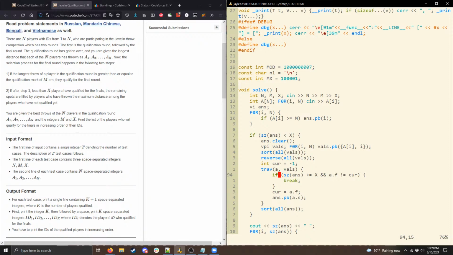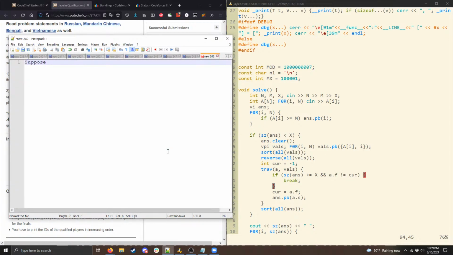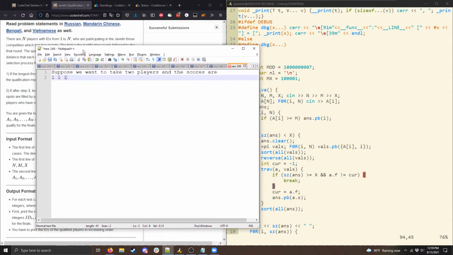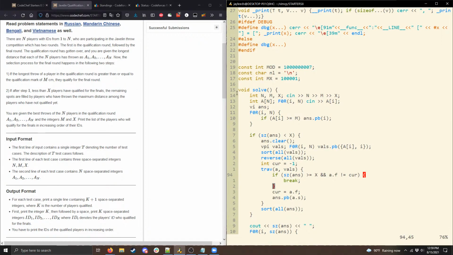And the reason that this condition is important is suppose we want to take 2 players and the scores are 1, 1, 1. Then we're going to need to take all 3, because it wasn't super clear in the problem statement, but the intent was that you were supposed to take everyone who tied for the position of the top X. So you want to make sure you take all 3 of these rather than just 2 of them. So yeah, that's how we get to this.